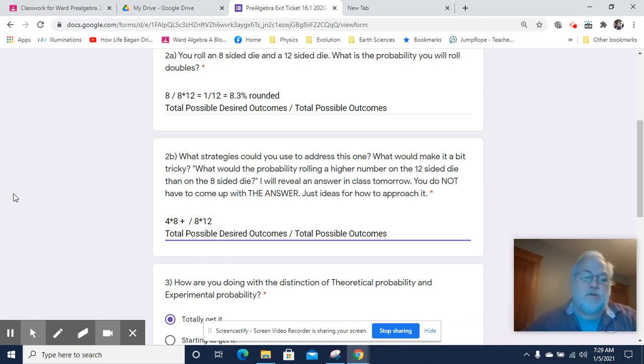But then you've got to work out, okay, how many ways could you beat how many rolls? So let's say you got a 1 on the 8-sided die. Well, you would beat a 1 with a 2 through 12. So there would be 11 possible ways there. And then if you got a 2 on the 8-sided die, then you would beat that 2 on a 3 through a 12. And that's 10, and so on, and so on.